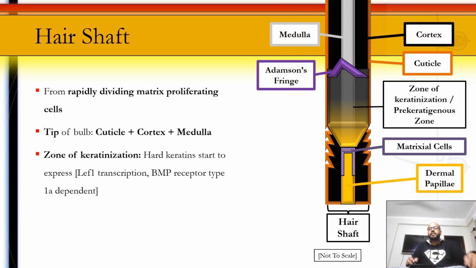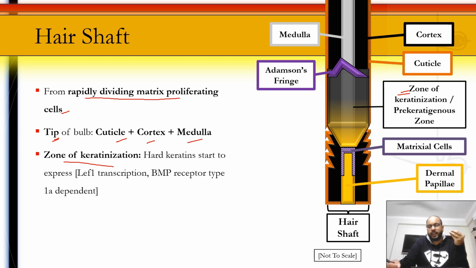I have removed the IRS in this schematic diagram. Now we are discussing only the hair shaft. Clear? Now the hair shaft forms from the rapidly dividing matrix proliferating cells. We know that. The tip of the bulb gives rise to the cuticle, cortex, and the medulla, all three layers of the hair shaft. There exists a zone of keratinization. Here it is shown, a zone of keratinization or a pre-keratogenous zone. And in this zone, the hard keratins start to get expressed by the action of LEF1 and BMP receptor 1A gene. Now, what exactly do we mean by that?